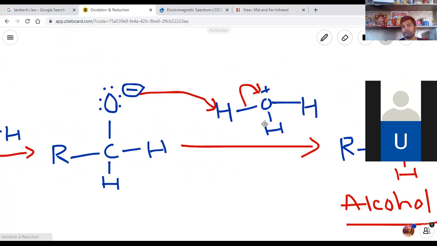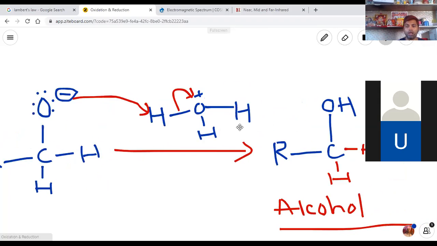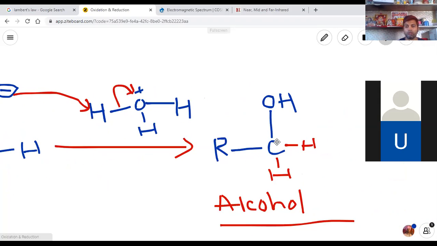So this is the second step. In the first step, we have added sodium borohydride. Both water and sodium borohydride cannot be added together. So in the first step sodium borohydride is added, and in the second step water is added. This oxygen will abstract one hydrogen from the hydronium ion, and it will form the final product, the alcohol.